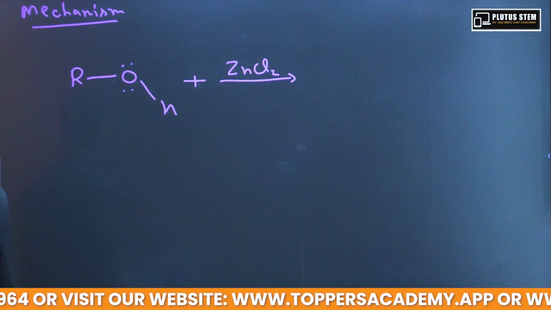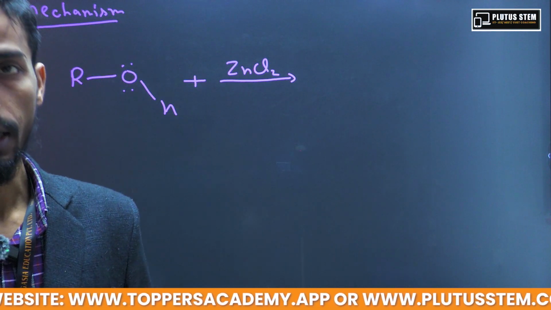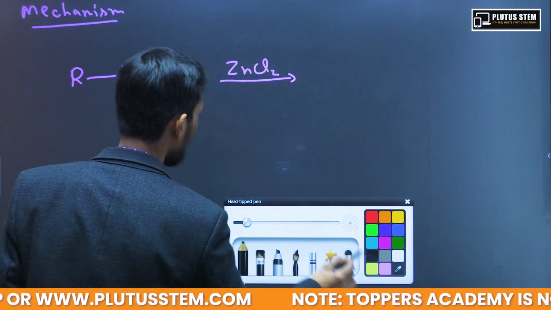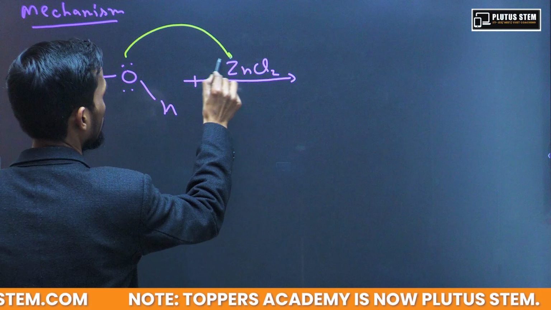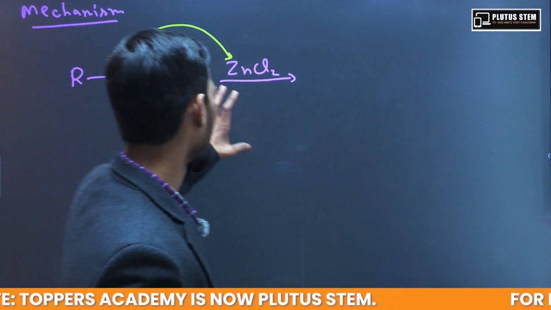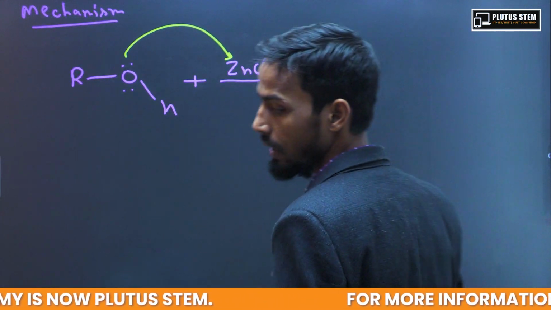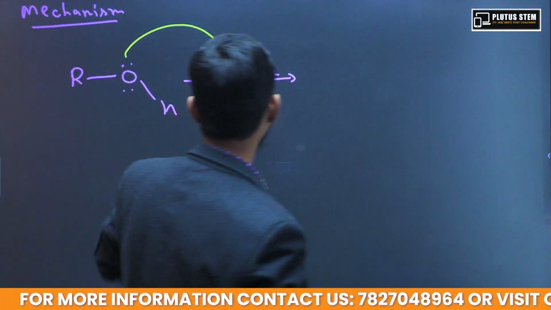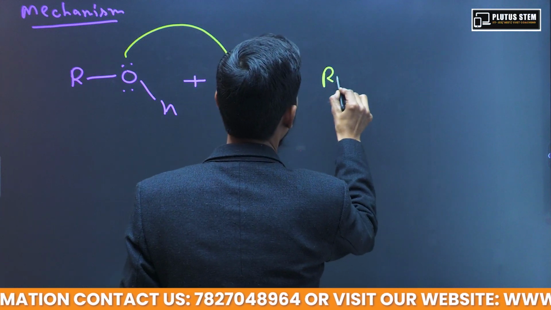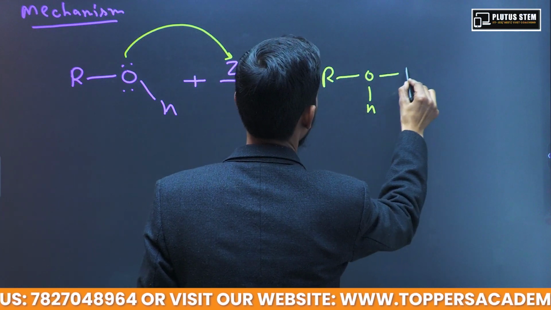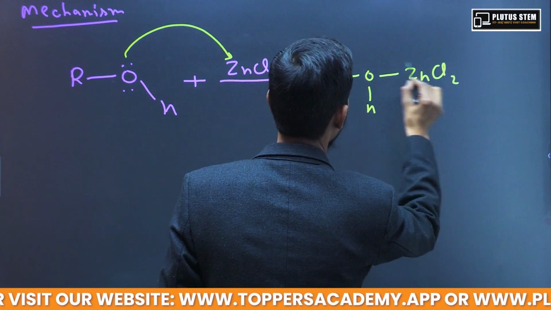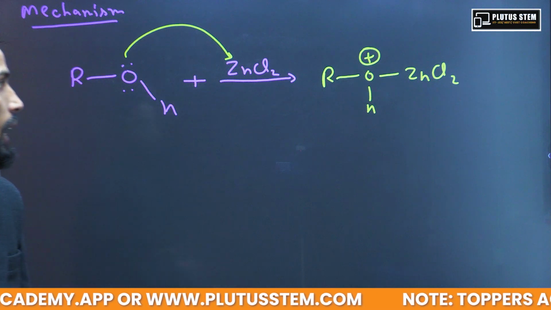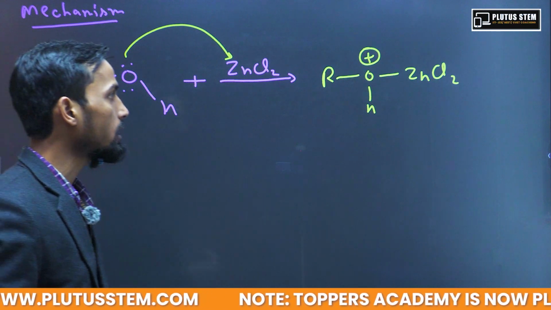This is ZnCl2. So what is going to happen here? This alcohol will attack the empty orbital of the zinc, or you can say the vacant d orbital of the zinc, and we are going to get this as ROH bonded to ZnCl2, with a positive charge here. We are going to get a positive charge at this site.